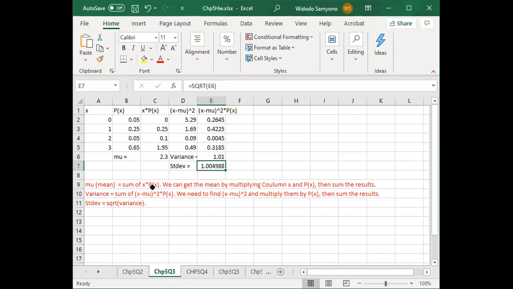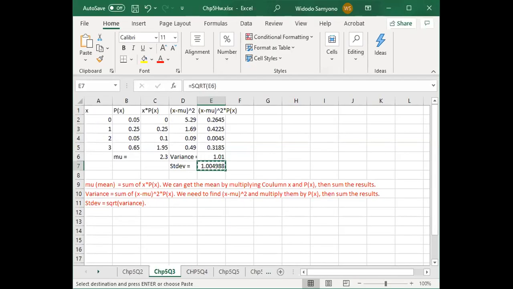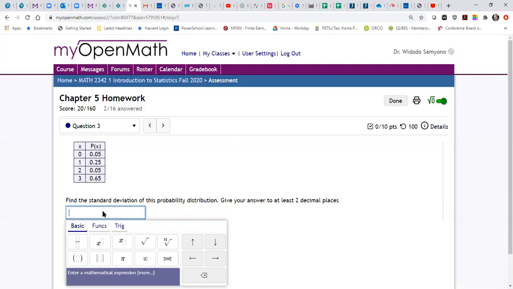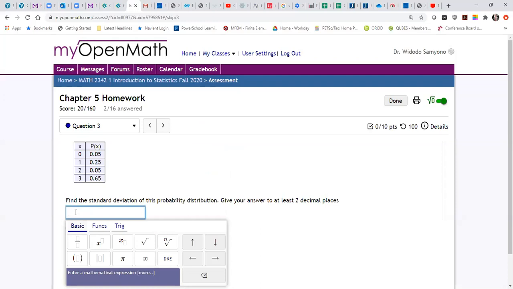So your answer, you can copy this, and go to your problem, and then right click, paste it there. Or if you cannot, you can use Control V.